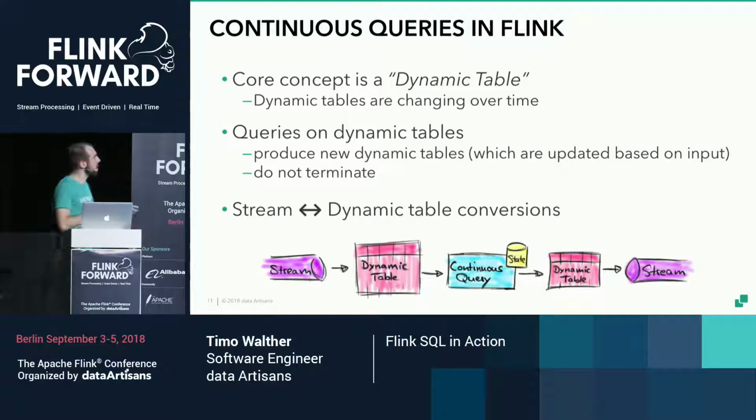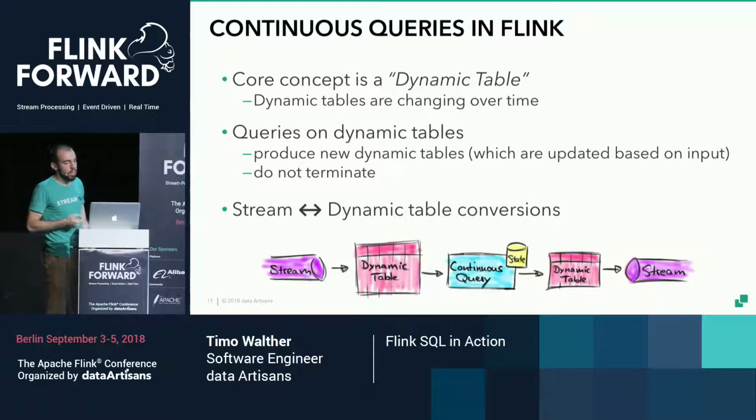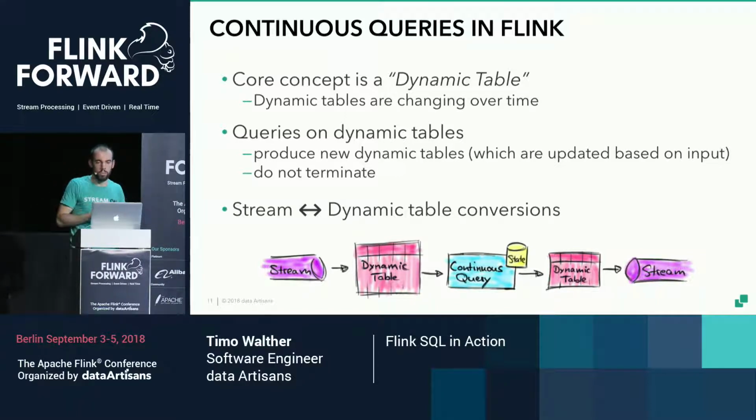As you can see in this example, if we have a stream, we would logically convert this stream into a dynamic table. Internally, there is then a continuous query running that does some state computation. You can derive another dynamic table out of a dynamic table, or you can also convert this dynamic table back into a stream. So you can go back and forth at any time.